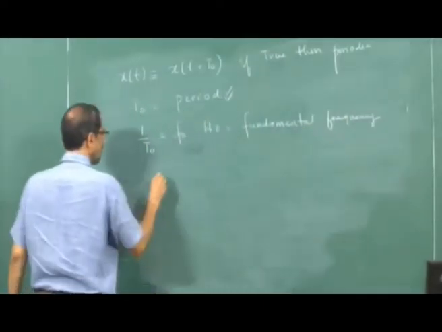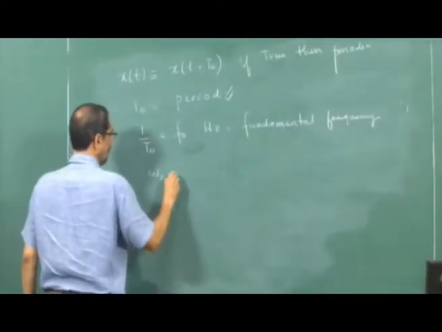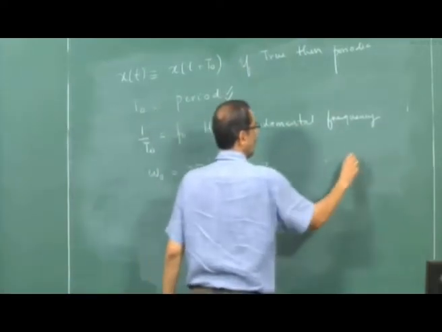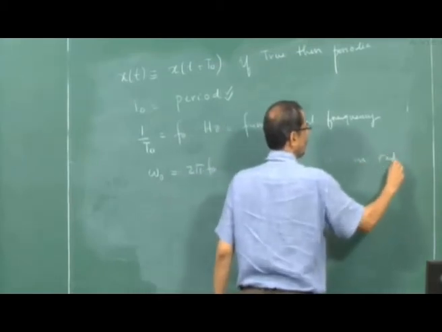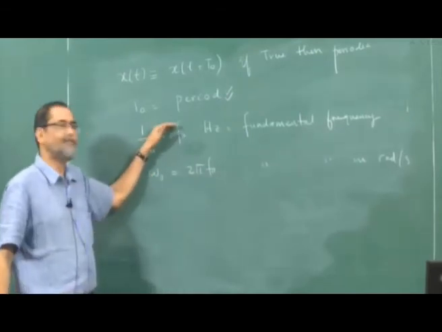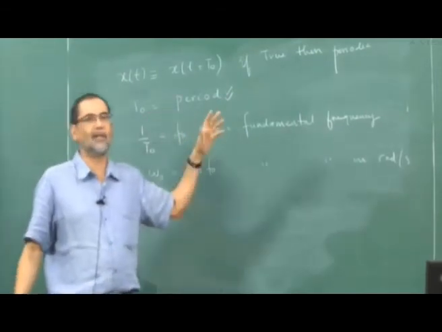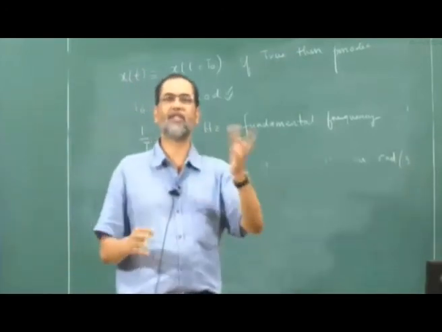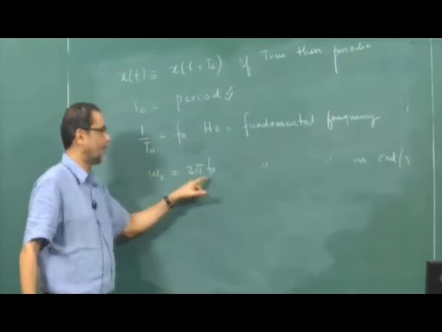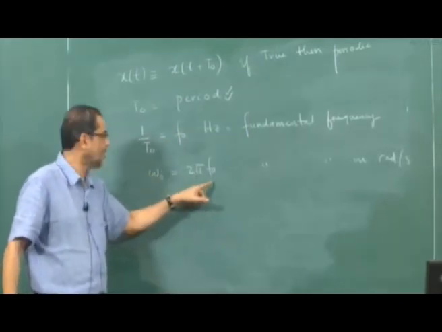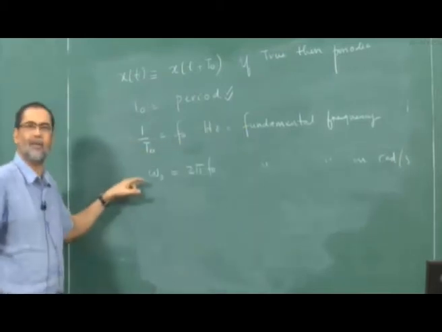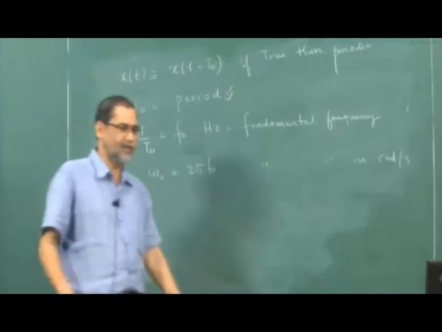We also say omega naught is defined as 2 pi F naught, the fundamental frequency in radians per second. So this is the radian frequency, and this is the frequency in hertz or cycles per second. The two are interchangeable except for a scaling factor. Omega naught is 2 pi F naught radians per second, F naught is cycles per second or 1 by T naught. So these are the fundamental definitions.